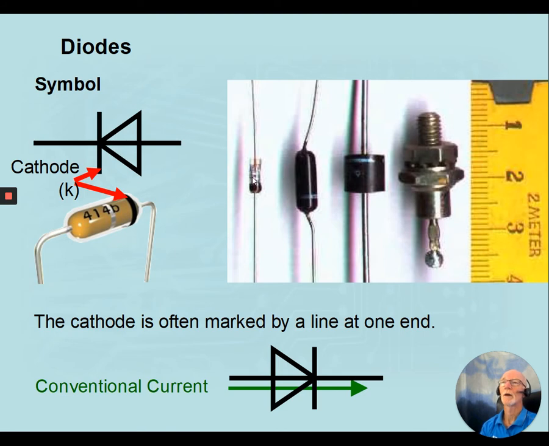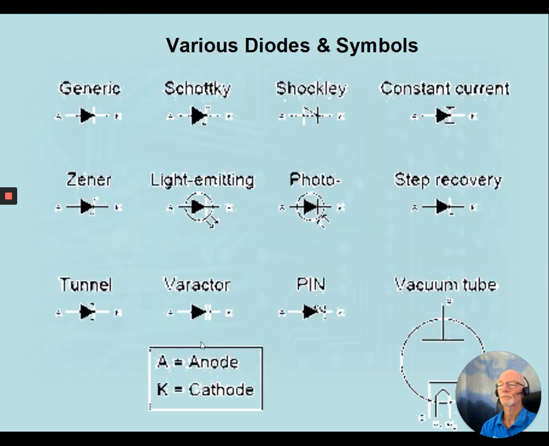This type of diode, which is called a small signal diode, normally has a red band around it. This type of diode is a high current diode. It's able to be bolted to a piece of metal to keep it cool, and it will have a symbol on it showing which end is which. There are various different types of diodes, and they all have slightly different symbols, and we'll only be looking at a couple of them in particular as we go through.